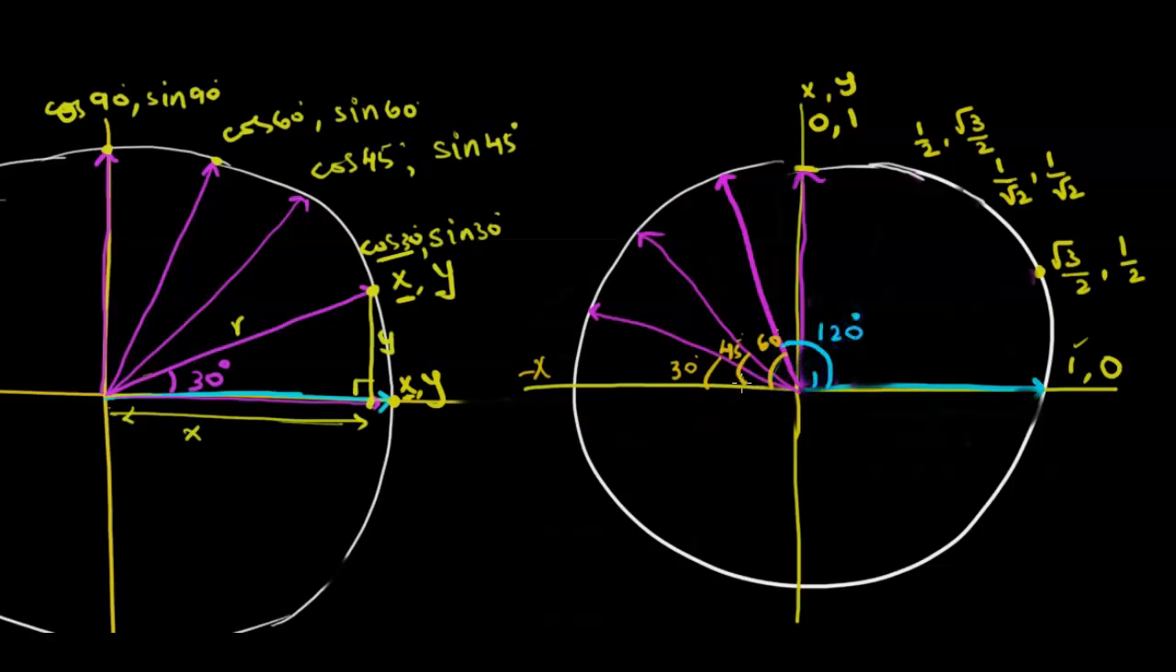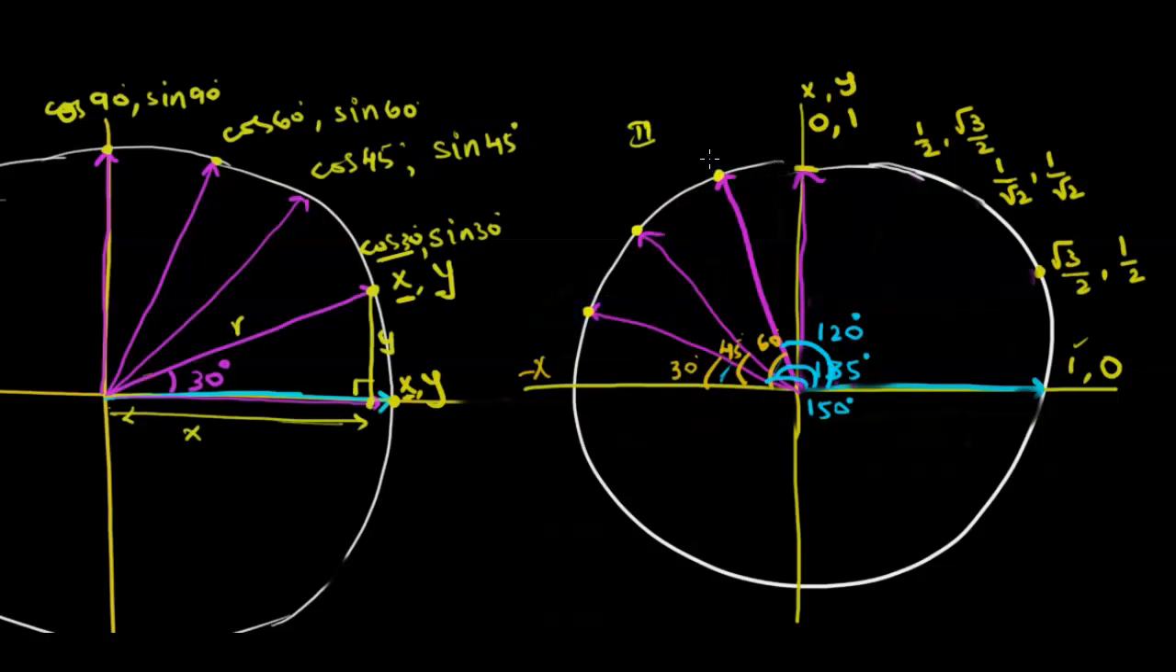Similarly, if this angle is 45, this would be 180 minus 45, that is 135 degrees. Similarly, if this angle is 30, this will be 180 minus 30, which is 150 degrees. And when the terminal arm touches the circle in the second quadrant, it will again hit the circle at certain points that would have coordinates.